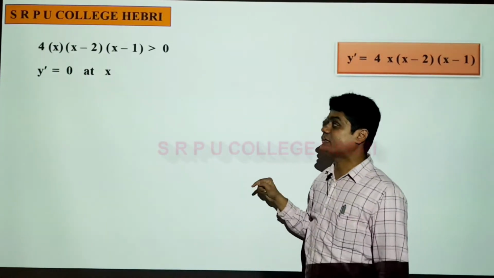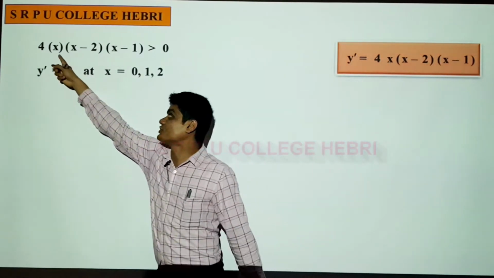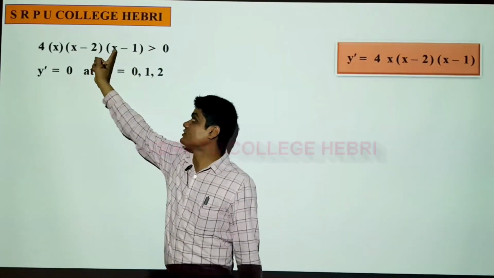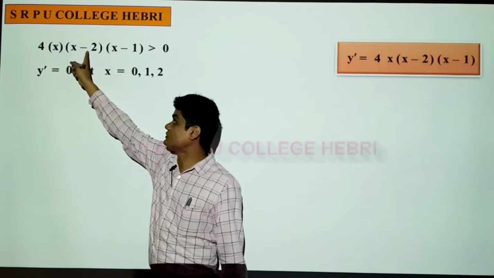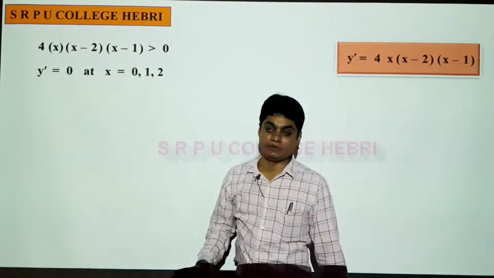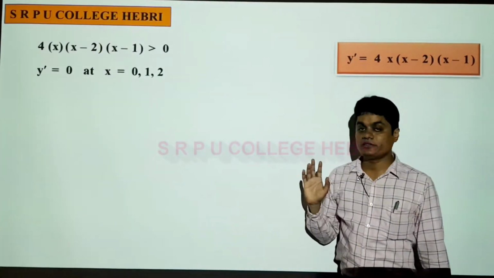Y dash is equal to 0 when x is equal to 0, 1, 2, because when you put x equal to 0, this product will be 0. When you put x equal to 1, this will be 0. So because of that, everything is 0. When you put x equal to 2, this will be 0. Because of that, everything will be 0. So y dash is 0 at 1, 0 and 2.